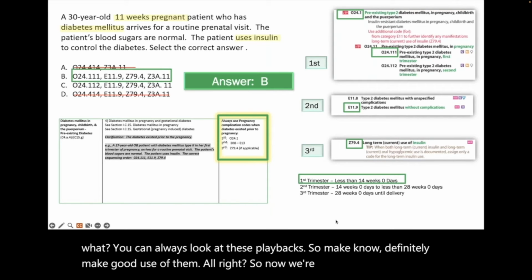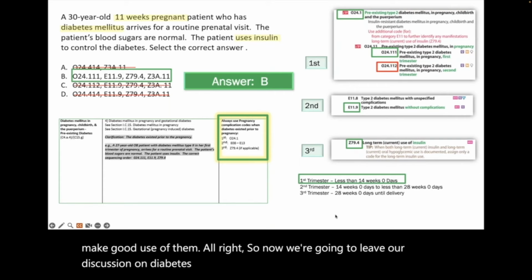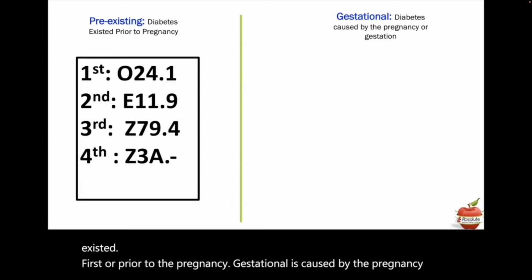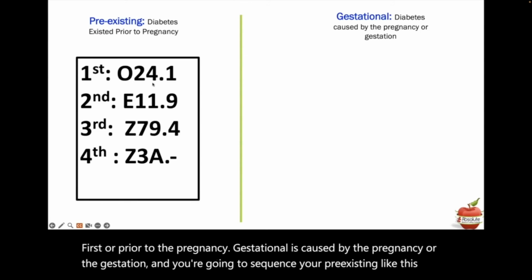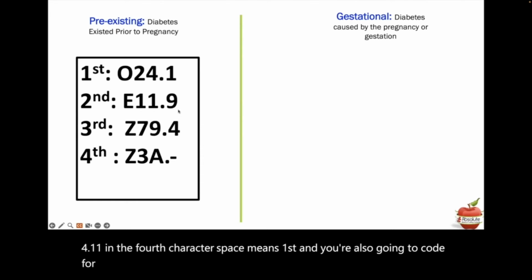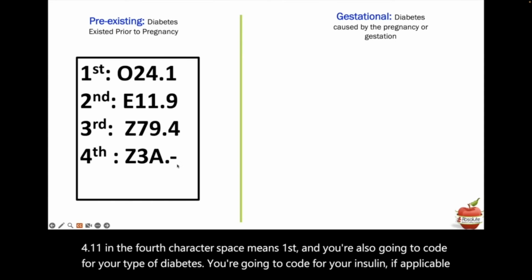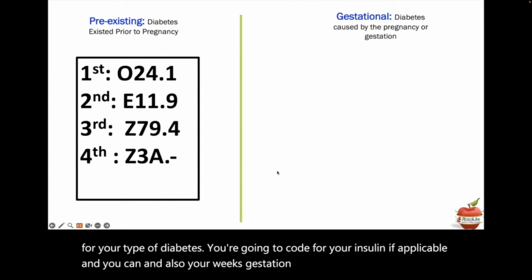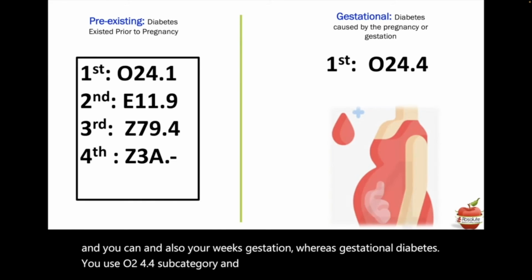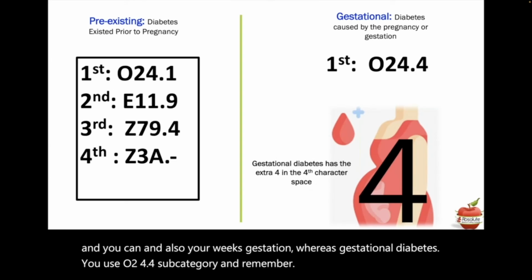All right. So now we're going to leave our discussion on diabetes and pregnancy. I want you to just remember that pre-existing means that diabetes existed first or prior to the pregnancy. Gestational is caused by the pregnancy or the gestation. And you're going to sequence your pre-existing like this. O24.1, the 1 in the fourth character space means first. And you're also going to code for your type of diabetes. You're going to code for your insulin if applicable, and also your weeks of gestation. Whereas for gestational diabetes, you use the O24.4 subcategory. And remember, I'm going to let that marinate.